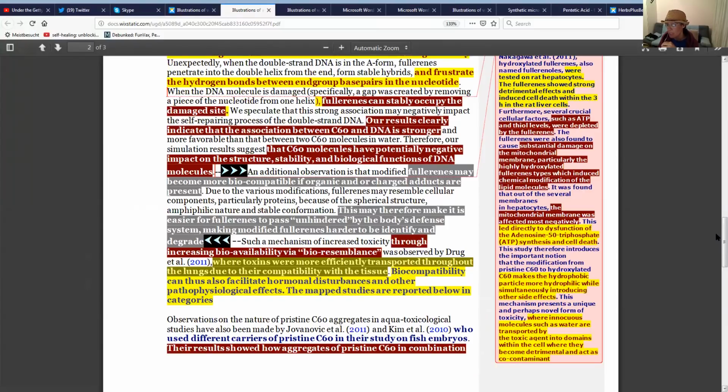C60 makes the hydrophobic particle more hydrophilic, while simultaneously introducing other side effects, where innocuous molecules such as water are transported by the toxic agent into domains within the cell where they become detrimental and act as co-contaminant.